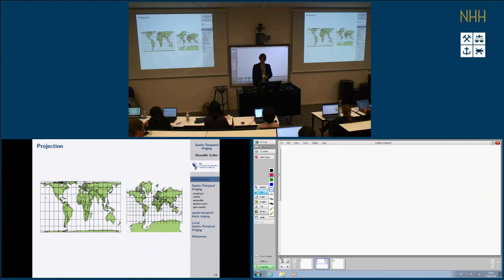Just a simple example you might know, where you can see the same world we're living in, but different projections, where the shape of a country changes. And the same happens to your metric in the background that you're using to calculate distances.